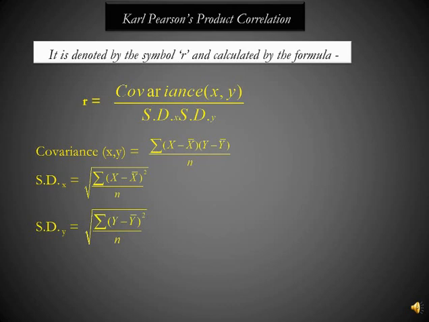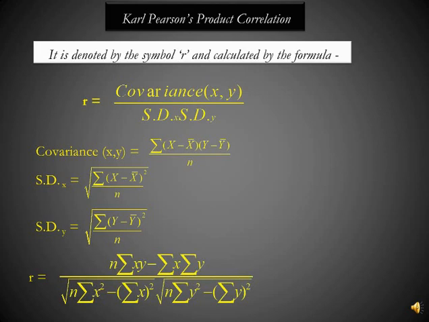And there is another formula for calculating Karl Pearson's correlation, that is small r is equal to n sigma xy minus sigma x into sigma y upon under root of n sigma x square minus (sigma x) whole square into under root of n sigma y square minus (sigma y) whole square. You must be confused by this formula, but as you practice, you will easily remember it.